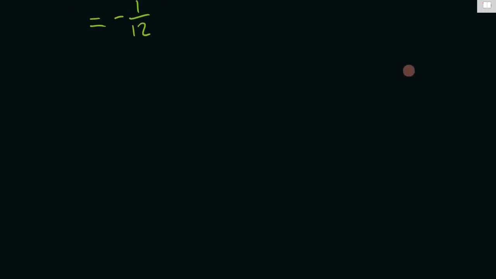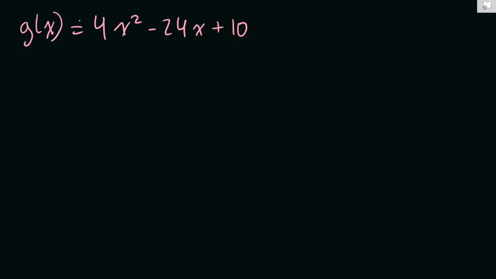Okay, what if it doesn't factor? So let's do g of x is 4x squared minus 24x plus 10. So if you try to factor this, you take 4 times 10 is 40. Is there anything that multiplies to 40 and adds to negative 24? So it's going to be two negative numbers, obviously. But 40 and 1 would make 41. 2 and 20 would make 22. And if you lower your factors any lower than that, you're going to get a smaller and smaller sum. So this doesn't factor. You can't factor this quadratic.